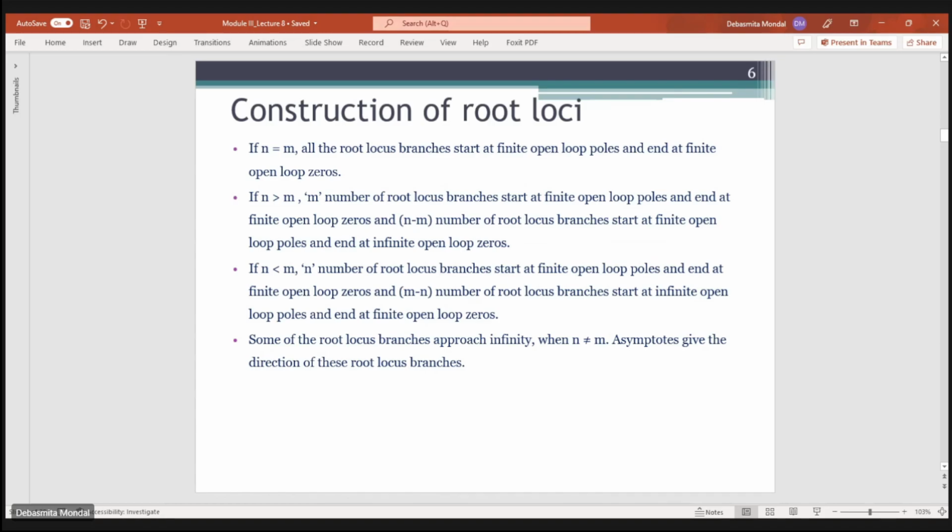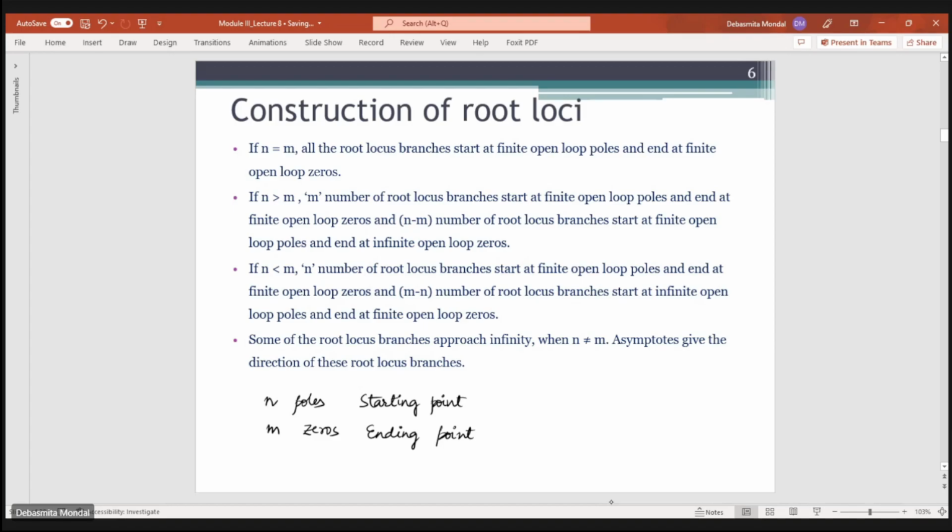Now, what if you have in your system the number of poles and the number of zeros? If the number of poles and zeros are equal, then all the root locus branches start at a finite open loop pole and end at a finite open loop zero. Let's say you have n poles and m zeros. We know that poles are the starting points and zeros are the ending points of the root locus.